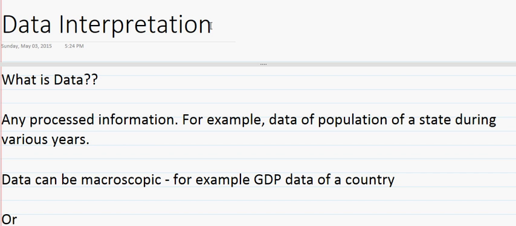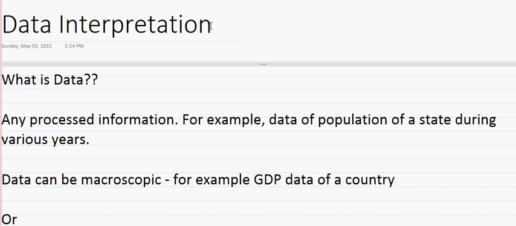So firstly, let's understand what is data. Any processed information which you would get in a piece of table or in a graph or something like that is data, right? For example, data of population of a particular state during various years, or data of, let's say, population of India from 2001 to 2008, or data of, let's say, Delhi from the year 2001 to 2015 and so on. So this is data, right?